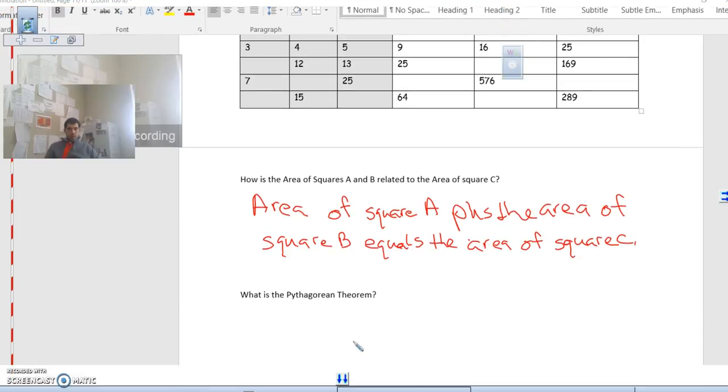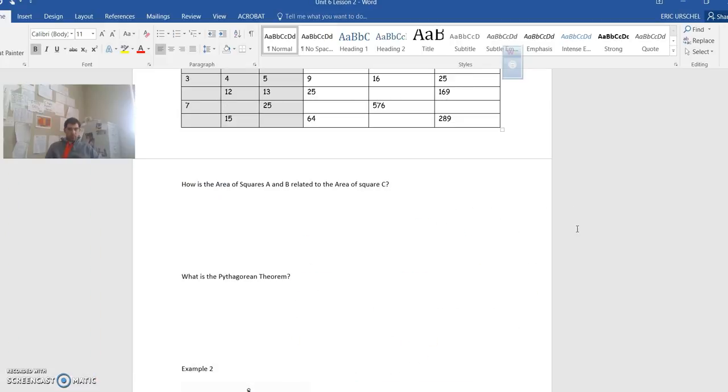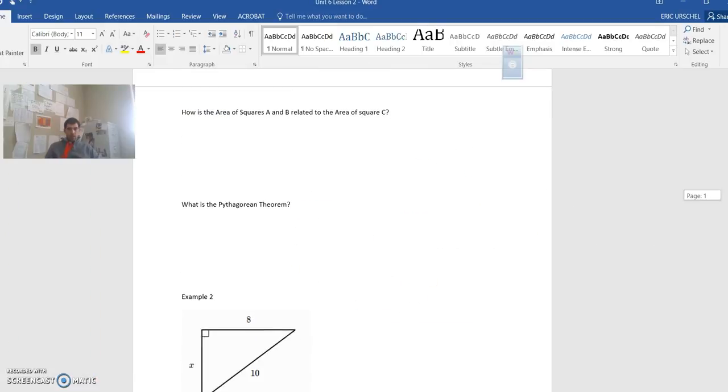So what is the Pythagorean theorem? The Pythagorean theorem states that a squared, the area of side A, one of the legs, plus the other leg, b squared, equals c squared. Let's look at an example.